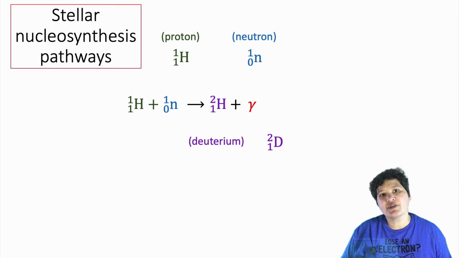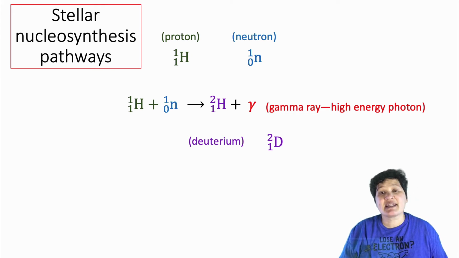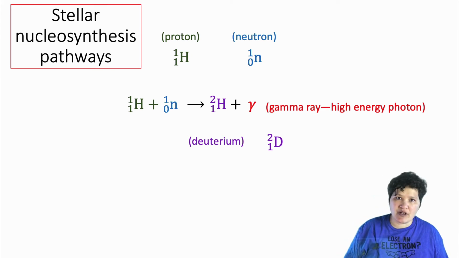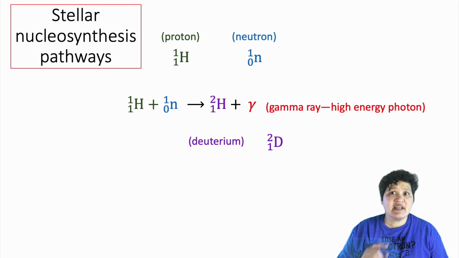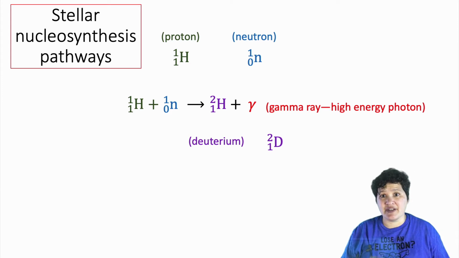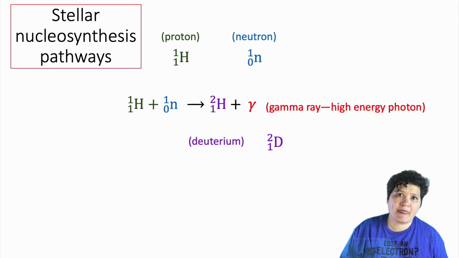The other thing you'll notice in this nuclear equation is this gamma symbol here. That represents a gamma ray, a high energy photon. It's important to understand that this process produces energy. In fact, most of the reactions I'm going to show you today produce a lot of energy, but I'm going to leave off the gamma rays for simplicity's sake because we're only talking about the elements.